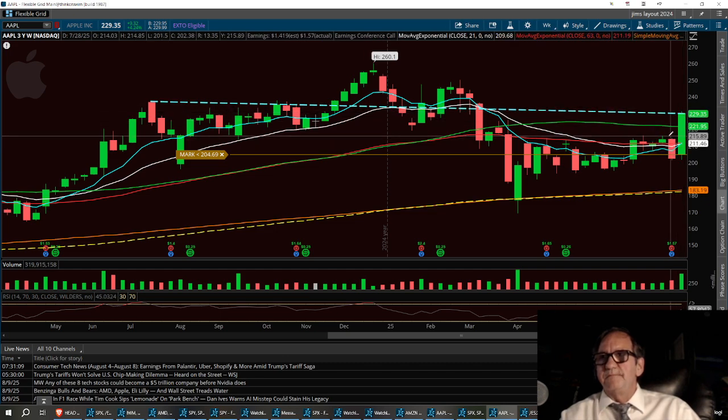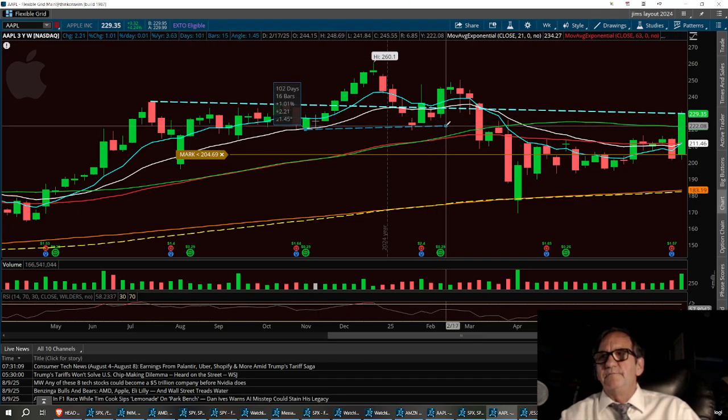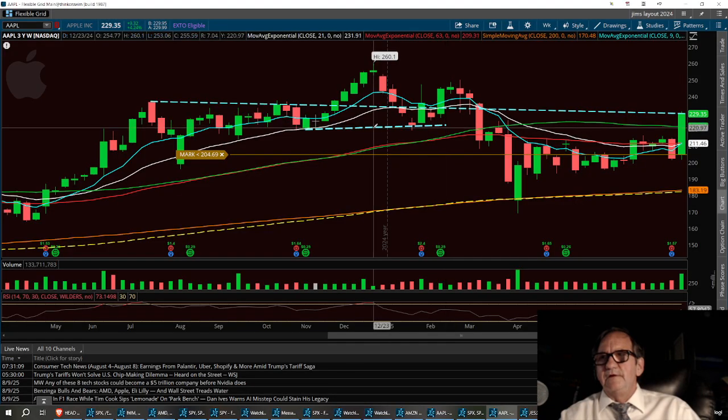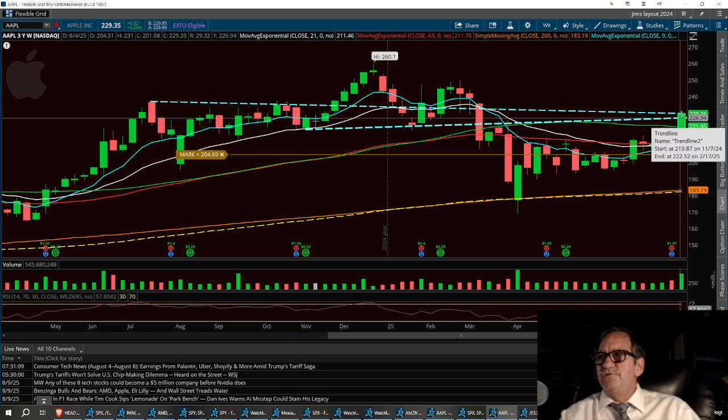Now we've got the neckline right here, so I'm going to draw a trend line all the way across using the body of that candle on the weekly time frame, and I'm going to extend that out to the right. So when we were coming up, I knew that trend line, that resistance level, was going to be between the 226 and the 231 area, right at 231.